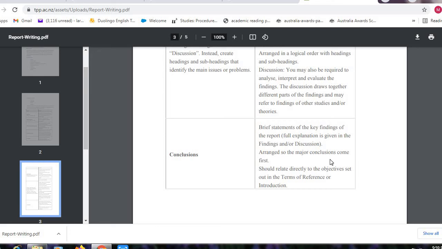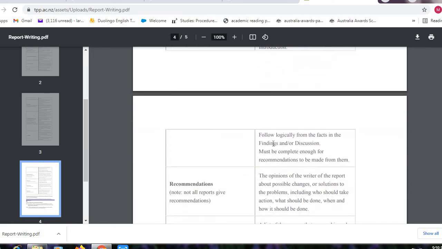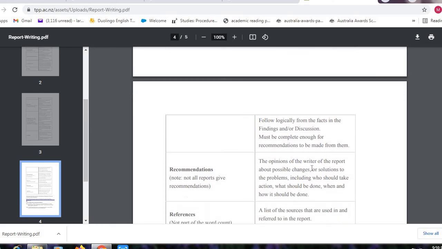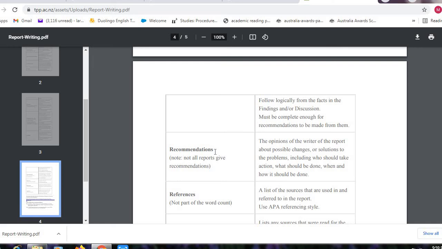Arrange the major conclusions first. They should relate directly to the objectives as set out in the terms of reference or introduction, follow logically from the facts in the findings and discussion, and be complete enough for the recommendations to be made from them. And finally, the recommendation section: the opinions of the writer of the report about possible changes or solutions to the problems, including who should take action, what should be done, and when and how it should be done.